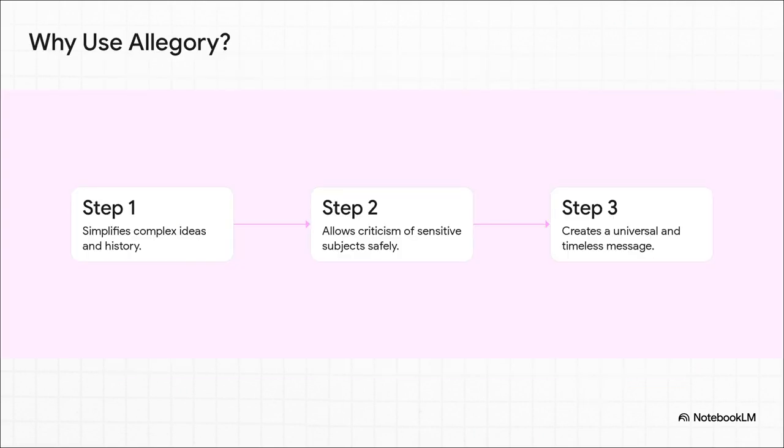And that really points to the 3 superpowers of allegory. First, like Orwell did, it makes incredibly complex ideas and histories simple and digestible. Second, it lets an author criticize powerful people or really sensitive topics without getting in huge trouble. It's a way to speak truth to power from a safe distance. And third, by using universal symbols, like animals, it creates a message that lasts forever. A story that can apply to any place at any time where power starts to corrupt.